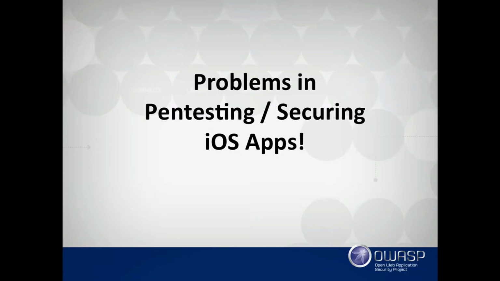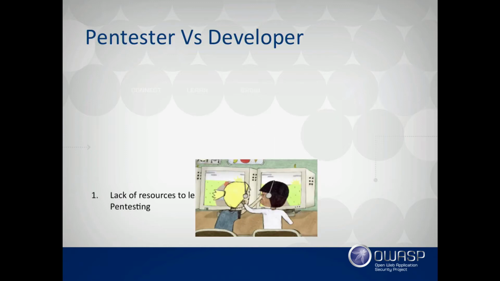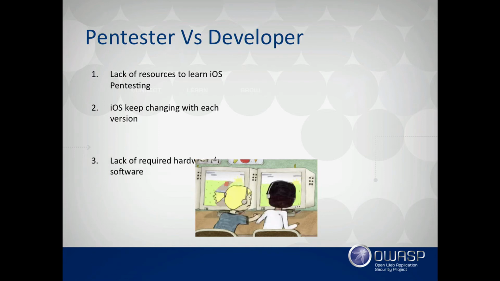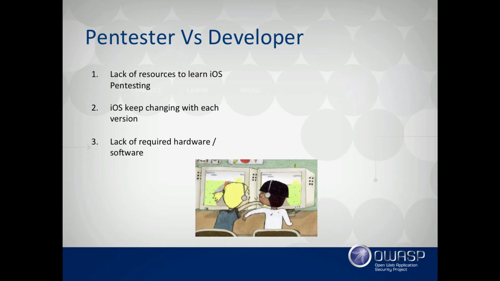There are so many problems. I conduct trainings in iOS security and pen testing, and I speak with lots of developers. The problems are on both sides, for pen testing and for the defense side. If you see the lack of resources for iOS, unlike Android, we have very few resources. iOS keeps changing. Even for iOS pen testing, we cannot just use a simulator, which would work on Windows and all.